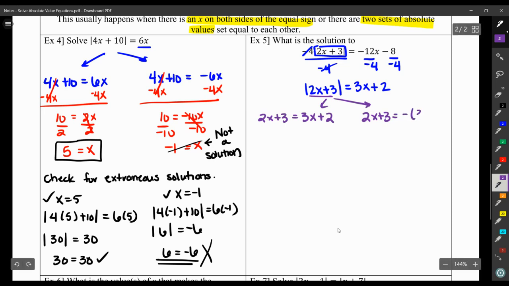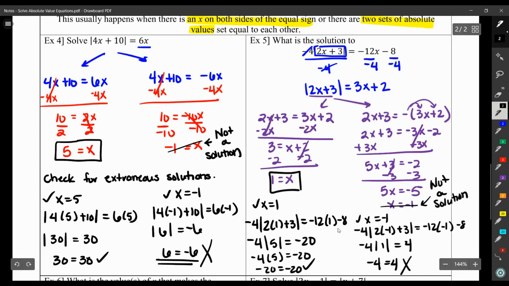Here's where you have to have your parentheses. You need your parentheses because it's negative of all of this, not just the 3x. It's negative of the entire 3x plus 2. So we need the negative with parentheses to tell us that I need to distribute this negative to both. Pause the video, see if you can solve both of these, and check and see if you come up with any extraneous solutions.